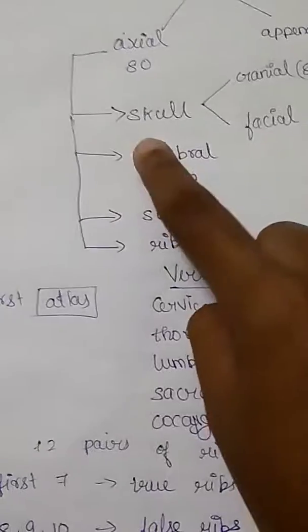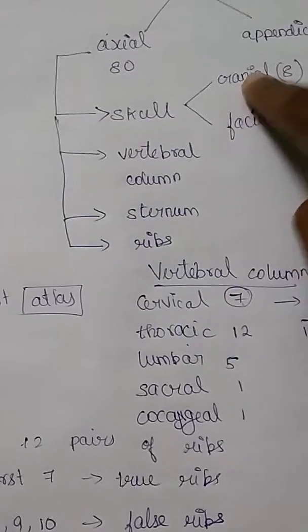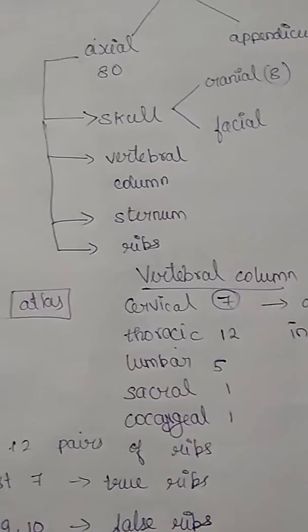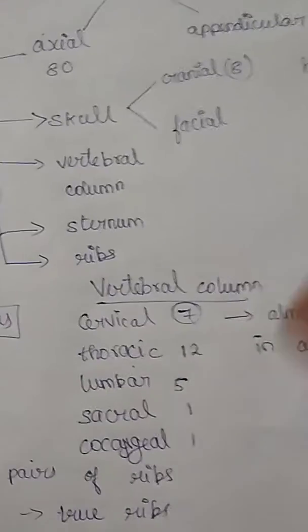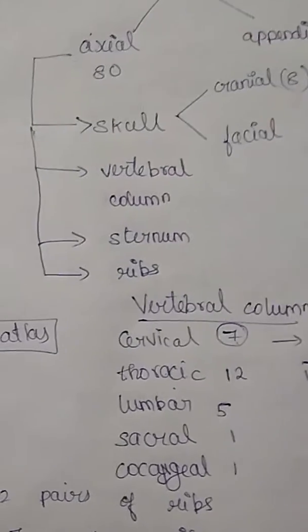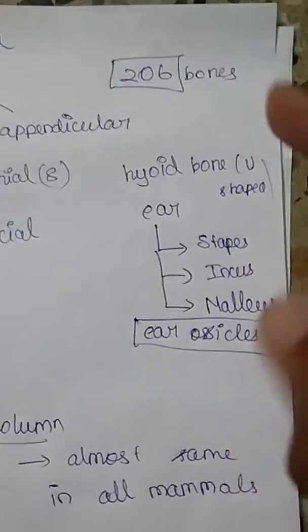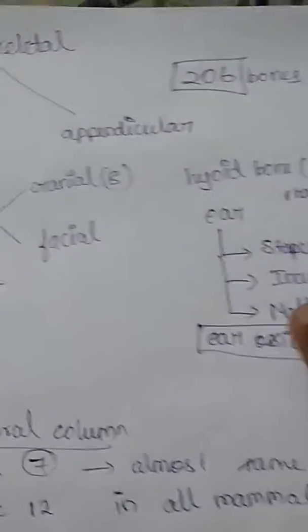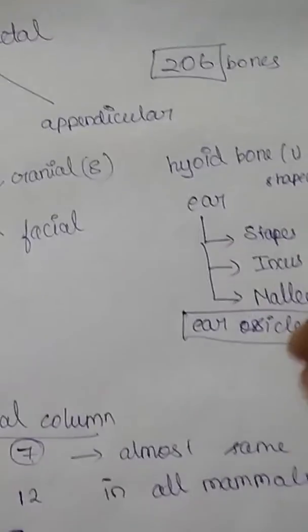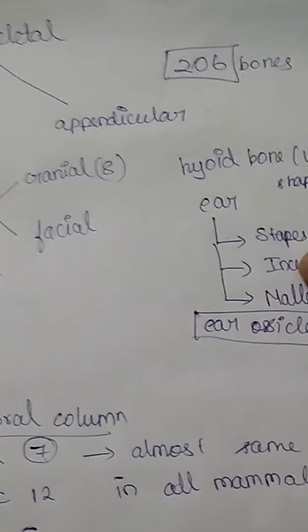Okay, in the skull, we have two types. That is cranial bones, which form the cranium of our brain, which protects our brain. There are 8 bones in it. And the facial bones form the front surface of our head. Then we have the hyoid bone. This is a U-shaped bone, which is at the base of the buccal cavity, and in the ears, we have 3 types of bones: stapes, incus, malleus.